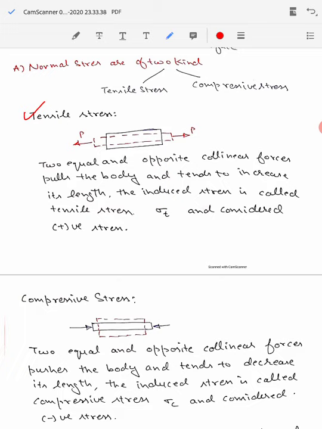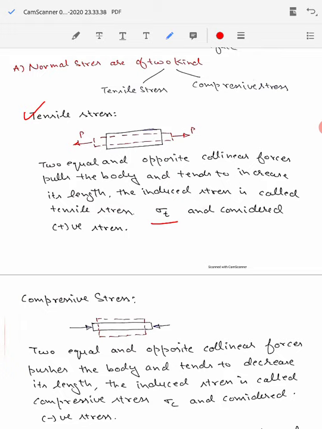They are represented by the symbol sigma T. Sigma is the stress symbol and T is a subscript which is used for tensile stress. We consider these stresses as positive stresses. So whenever the length of the component is increased because of the application of stresses, we will term it as tensile stress and we'll call it a positive stress.